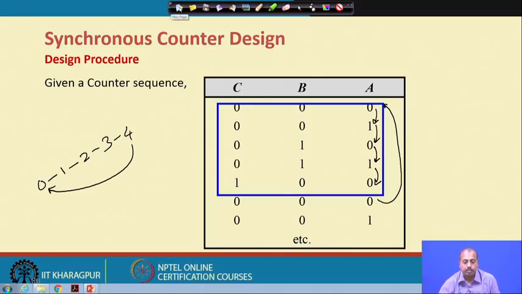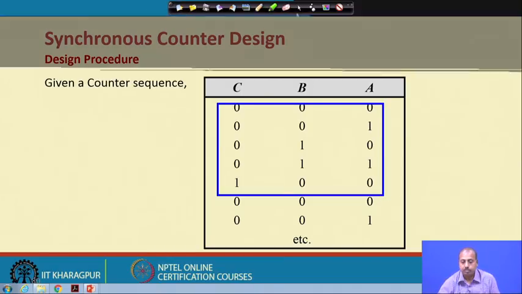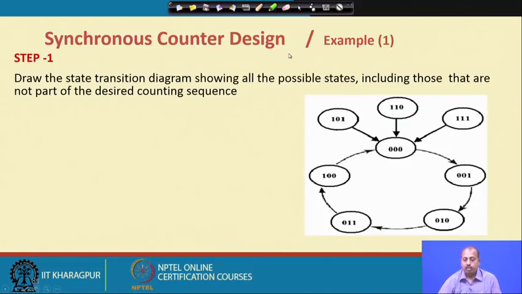That is what we will try to see. The first step for designing such a counter is to draw the state transition diagram for the counter. Initially the counter value is 0 0 0, then it goes to 0 0 1 on the next clock pulse, then 0 1 0, 0 1 1, 1 0 0 and going back to 0 0 0.